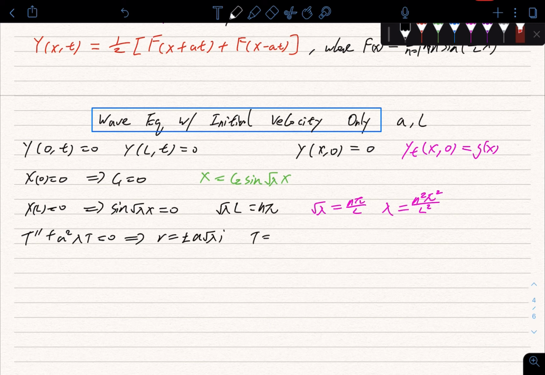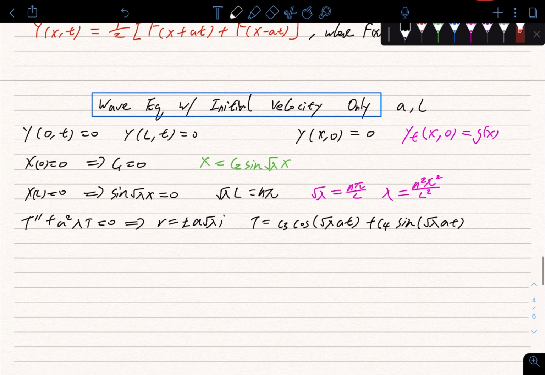So our T equals c3 cosine of square root of lambda a t, plus c4 sine of square root of lambda a t. Okay.